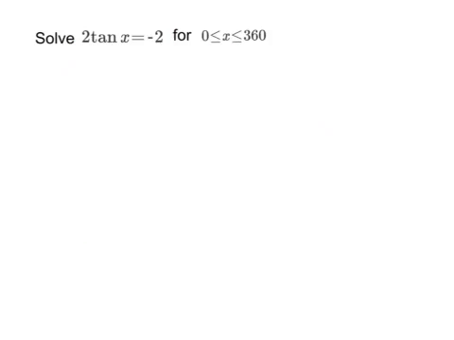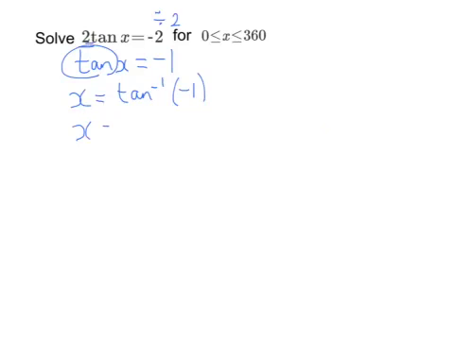Next one. Solve 2 tan x is minus 2. Now with this one, can you see there's this silly 2 in the way? So what we need to do is get it so that it's sine x or cos x or tan x equals something. So the first thing I'm going to do with this one is divide both sides by 2. So I get tan x equals minus 1. The next thing I'm going to do is get rid of the tan. So x is inverse tan of minus 1. And when I do the inverse tan of minus 1, I get minus 45.